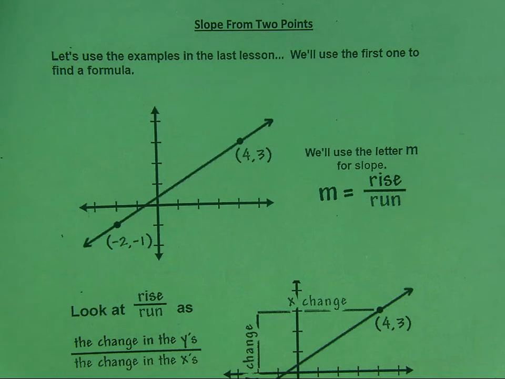So the second way we're going to learn how to find slope is just from 2 points or 2 coordinates. Sometimes a graph really isn't the best way to find a slope. It just depends on the situation. Like in these graphs, I don't really have my coordinate line, so it might be a little difficult to count my rise and run.